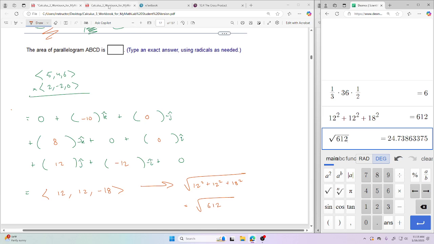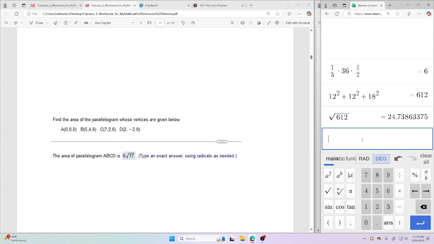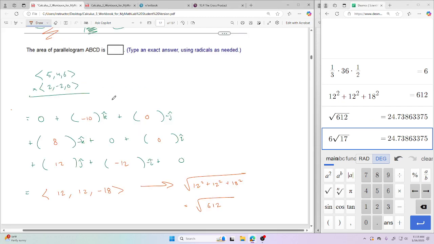I'm going to flash the instructor side. Let me just verify we're getting the same thing. Yep, there we go. Sweet. Happy times. I'm really happy I don't have to simplify them.